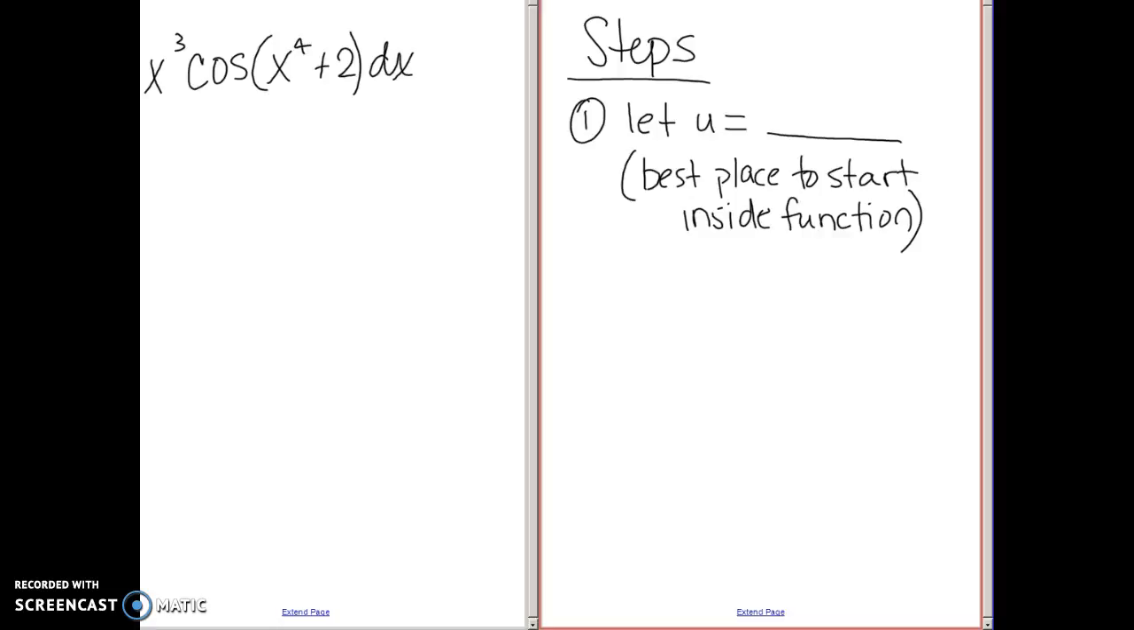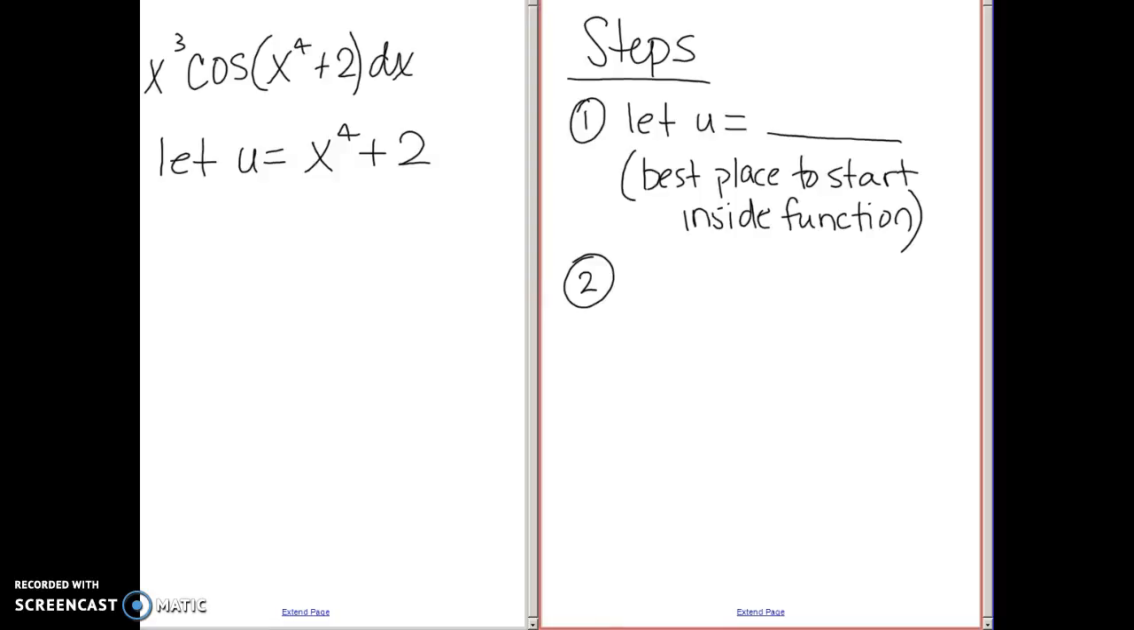Okay? So, what is my inside on this particular integration? I'm going to let u equal x to the 4th plus 2. Step 1. Step 2. This is what you asked for, right, Paul? Yes, ma'am. Okay. Step 2.